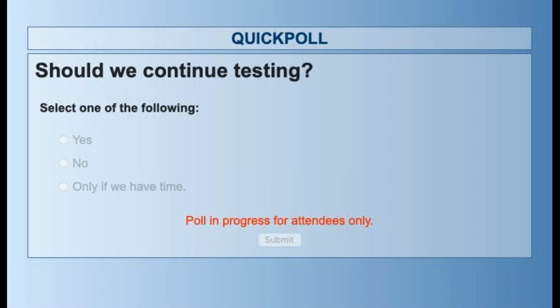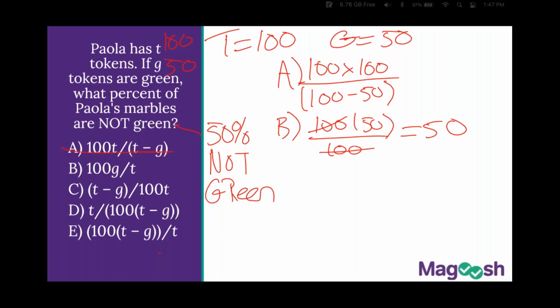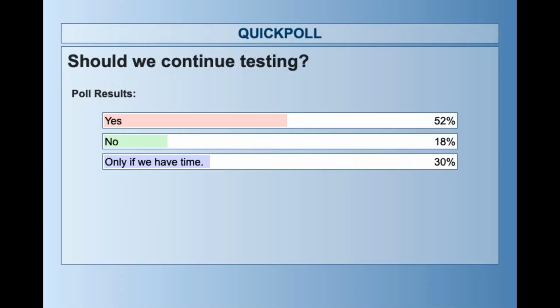All right, take about 10 more seconds here. All right, let's close this out and share some results. So pretty split, but the majority does have it here. The answer is yes. I will give a little credence to the "only if we have time" answer there. If you're super pressed for time, where you probably only have about 30 seconds left per question, you maybe have to just trust that this is the right answer. But under ordinary circumstances, yes, we should be continuing to test.